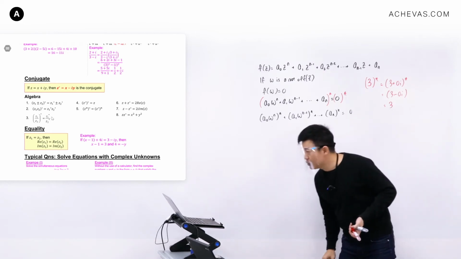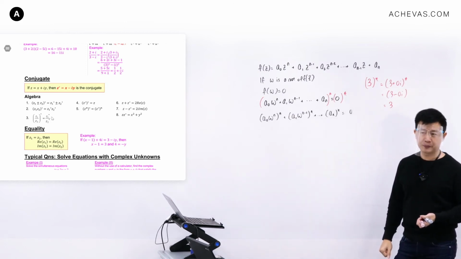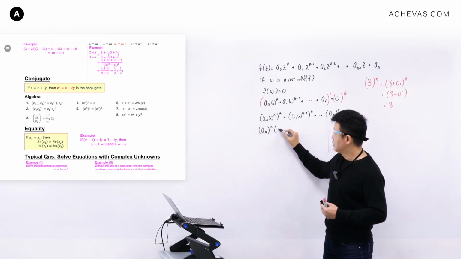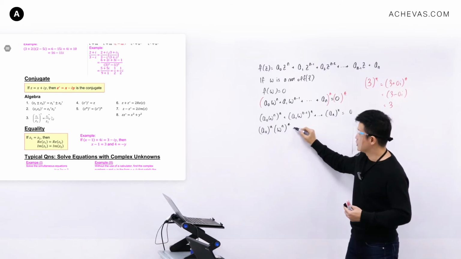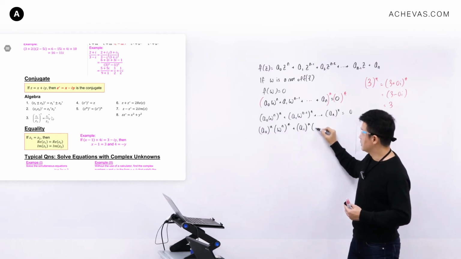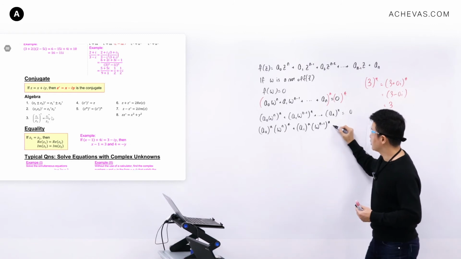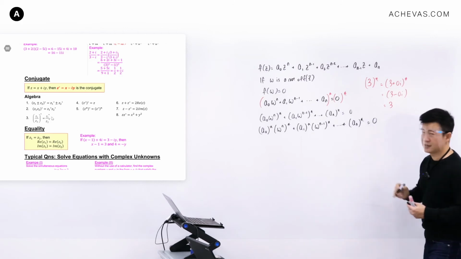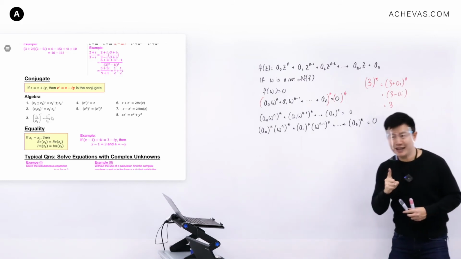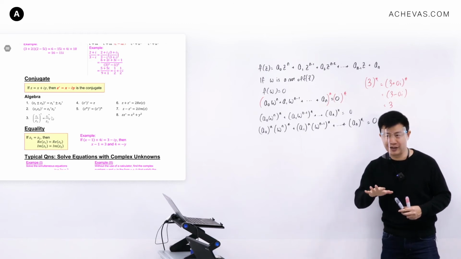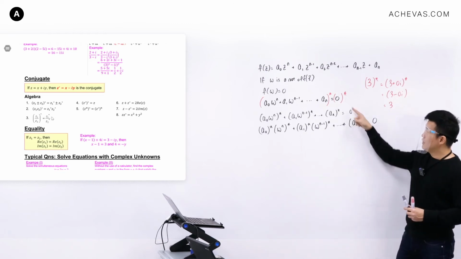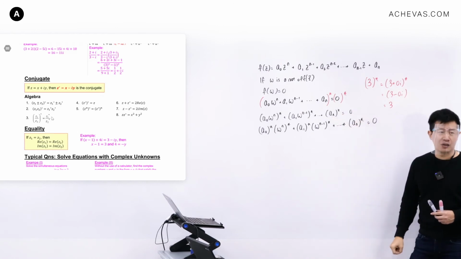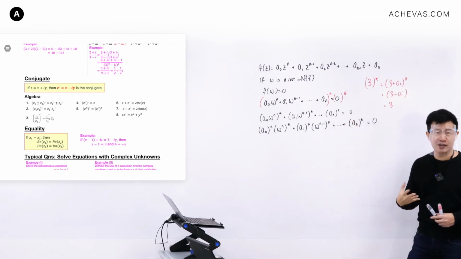As for this, I'm going to now apply number 2. Number 2 tells me that I can rewrite this as a0 conjugate, then w to the power of n conjugate, then a1 conjugate, then w to the power of n minus 1 conjugate, all the way until the very last term here, which is an conjugate. This is equal to 0. And just in case some of you are starting to think in a wrong way, which is, hey, if he wrote 0 conjugate as 0, why didn't he write an conjugate as an? Why did he just continue to write an conjugate as an conjugate?